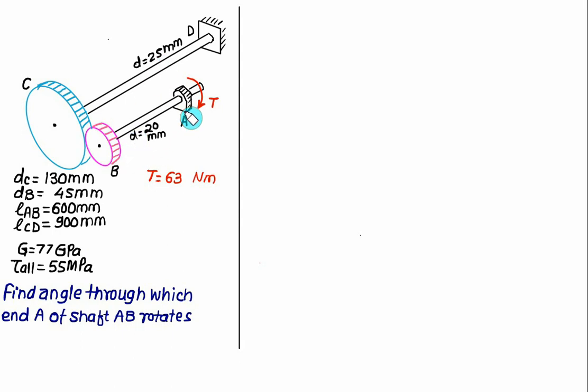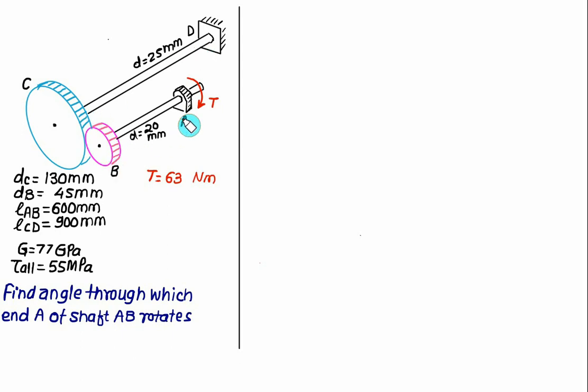This one is the support, that is, the bearing is provided at A, and at point D we have a fixed support. So the angle of twist at point D will be 0 because we apply the torque here. Certain torque is transmitted because of a tangential thrust. So we can compute here what is the torque developed in the gear C, and the same torque will be applied to the shaft CD.